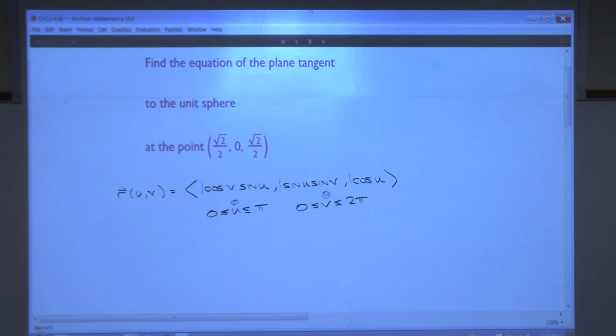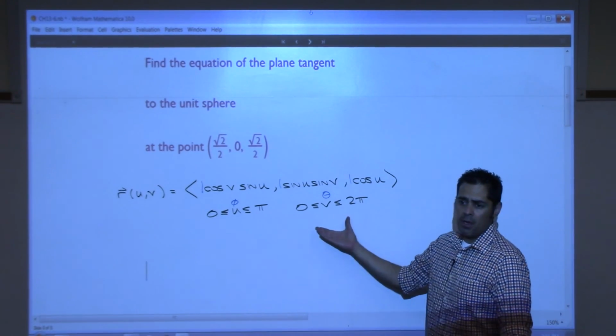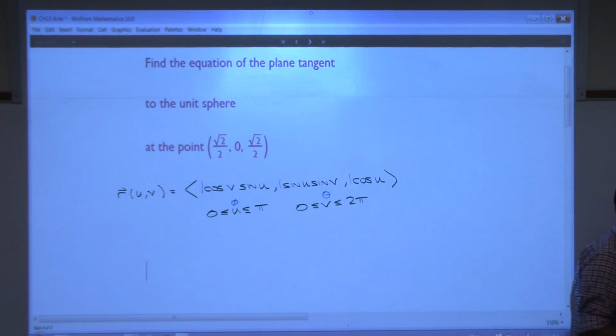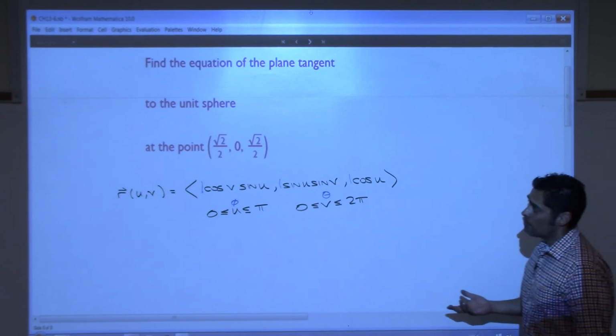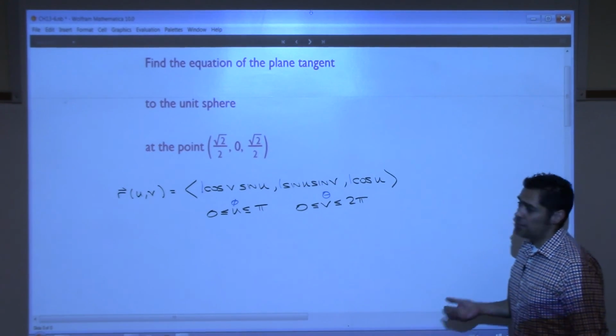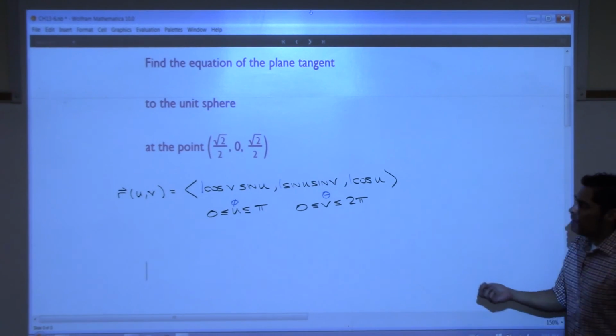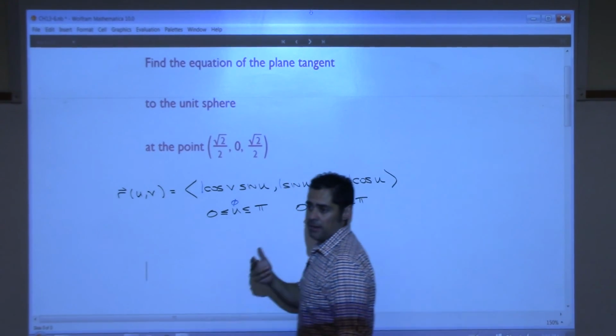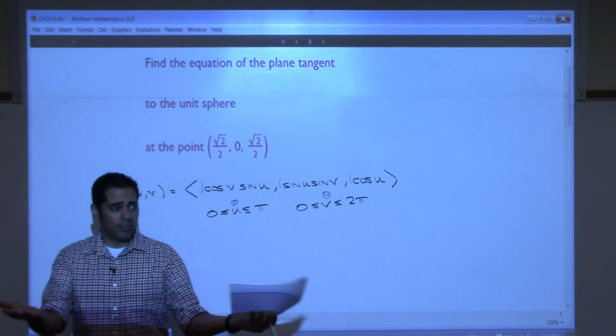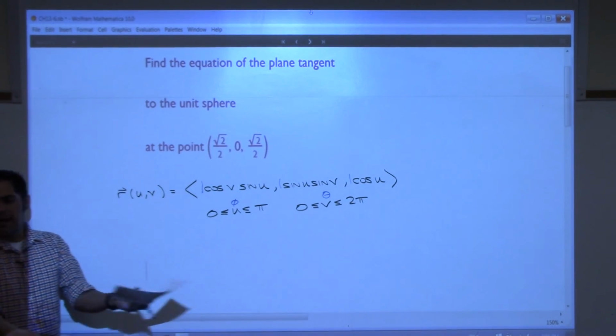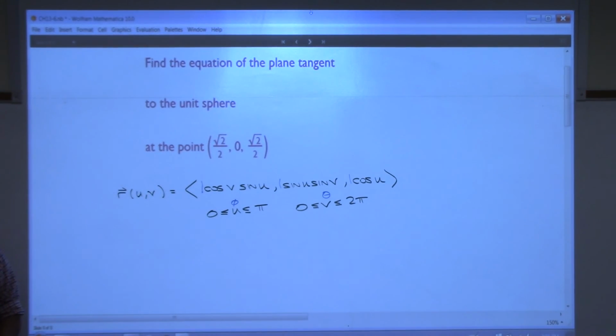We okay? All right, if we do this, this draws us the unit sphere. We want to know the equation of the plane tangent to this sphere at that particular point. So what I'm going to need to know for the equation of a plane is a point and a normal vector, right? I can get a normal vector on a plane if I have two vectors in the plane, and then I cross them to get the normal, right?